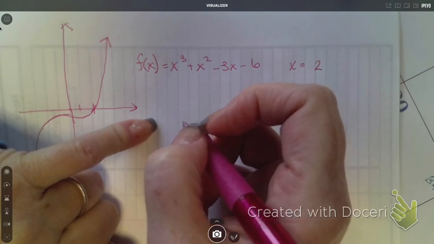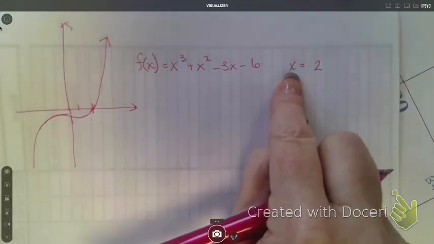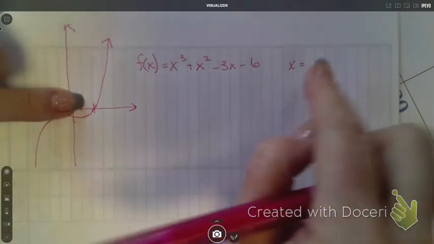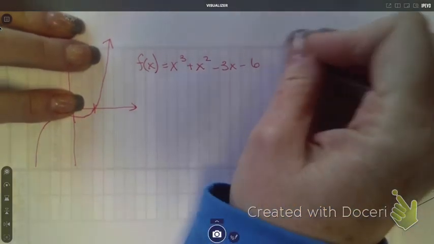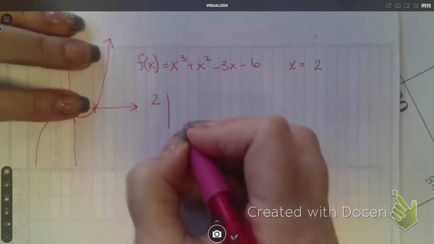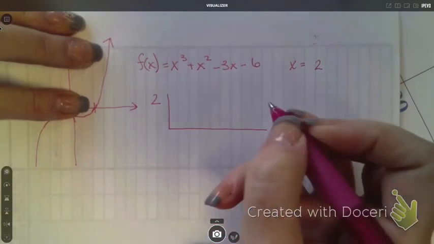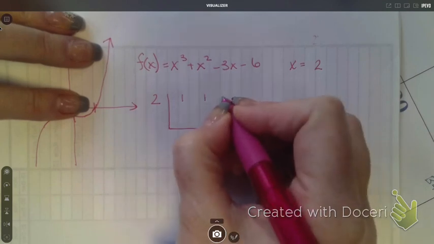So you would do 6 or negative 2, right? Not negative 2, because x equals 2. If it was positive, x minus 2. Right, so then just a regular 2, and then you do your little box. And then 1, and then a 1, and then a -3, and then a -6.